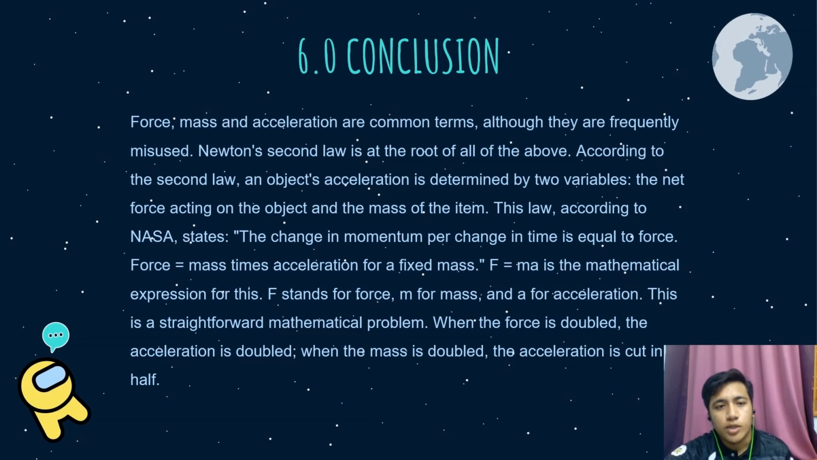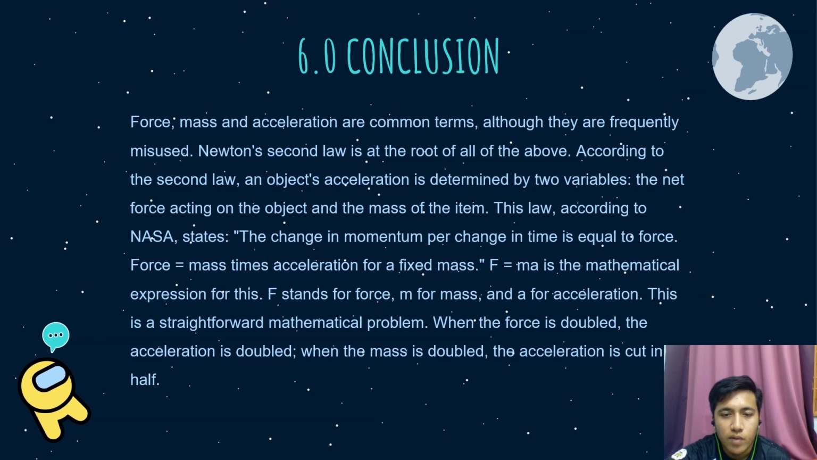Okay, for the conclusion, force, mass, and acceleration are common terms, although they are frequently misused. Newton's second law is at the root of all of the above. According to the second law, an object's acceleration is determined by two variables: the net force acting on the object and the mass of the object. This law, according to NASA, states that the change in momentum per change in time is equal to force. Force equals mass times acceleration for a fixed mass. So F = ma is the mathematical expression for this.